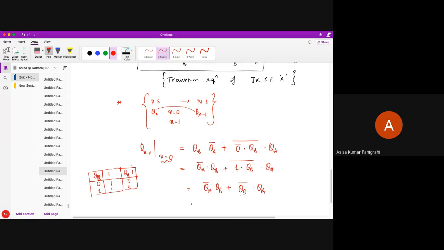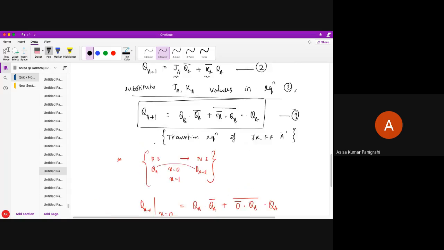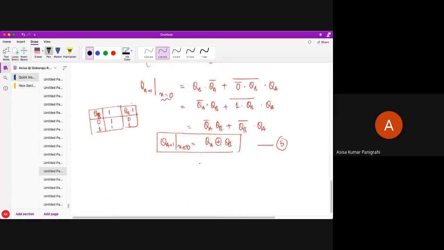Are you understanding? So here what I got? I have got finally QA bar QB or QB bar QA is nothing else QA XOR QB. So this is my transition equation at x equal to 0. Understand students or any doubt? Tell me. This is equation number 5. So do you all understand how I have found out for JK flip-flop A the transition equation for x equal to 0. Similarly, you can find out transition equation at x equal to 1.